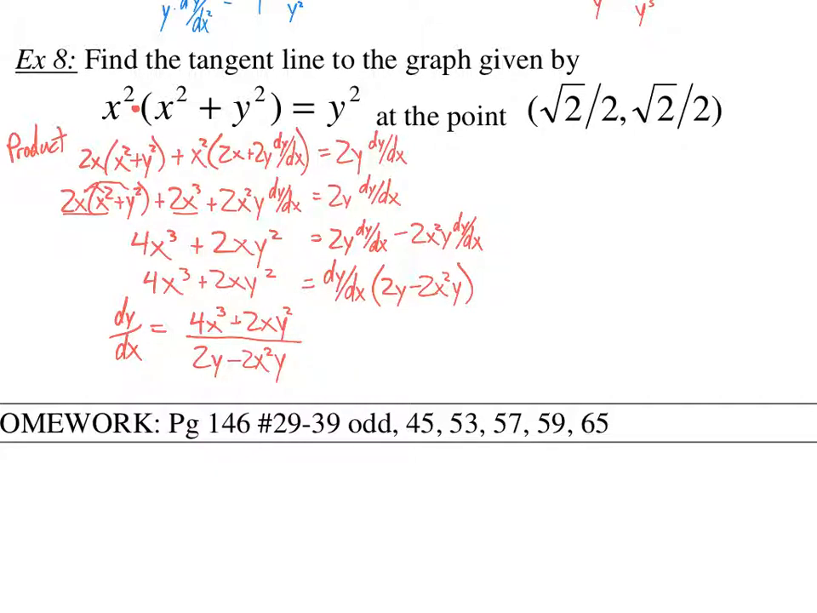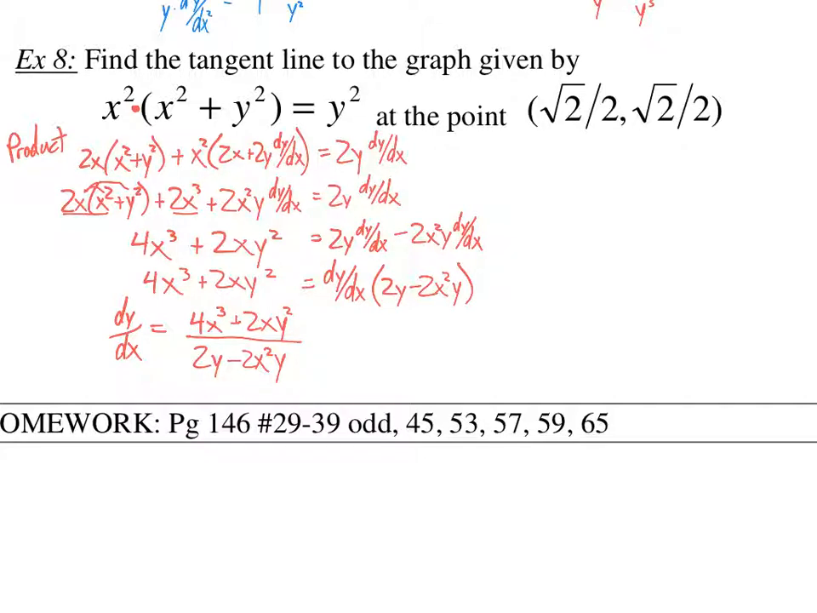How are we doing on this? Do we have at least an expression for dy dx? Might not be right. That's okay. That's why we're practicing. All right. What did you have to use here on the left-hand side? Product rule. Yeah, product rule.